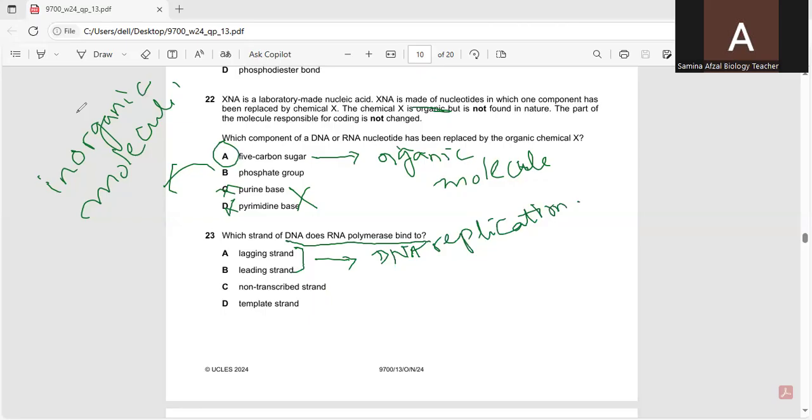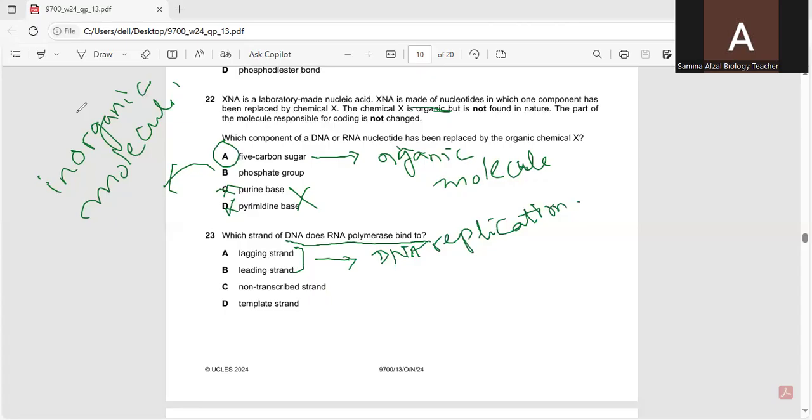Now the third option is called the non-transcribed strand, also known as the coding strand. RNA polymerase does not bind to and transcribe this strand directly. The RNA molecule synthesized will have a sequence almost identical to the non-transcribed strand.